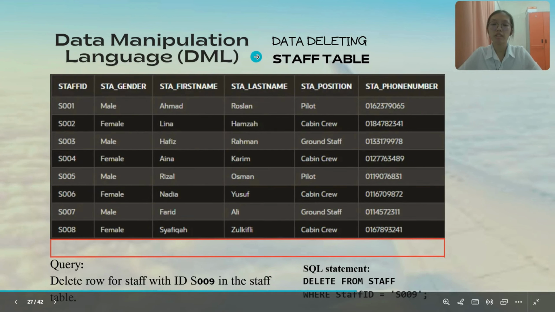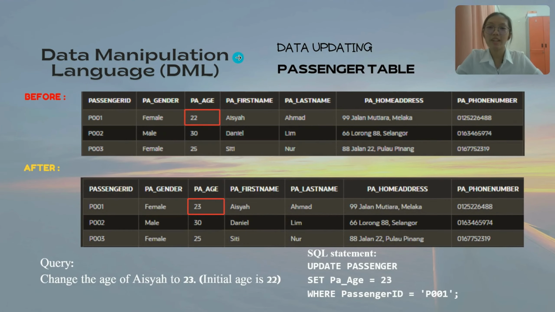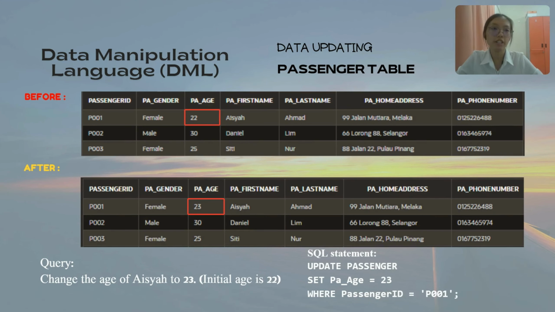Next, we will look at the staff table. We deleted the row for staff ID S009 in our table. Here we can see there are still 8 rows remaining. Now we will look at the last part of our DML, which is data updating. We changed the age of Aisha from 22 to 23. From the table above, we can see that the initial age of Aisha is 22, and after we ran our SQL statement, Aisha's age changed to 23.